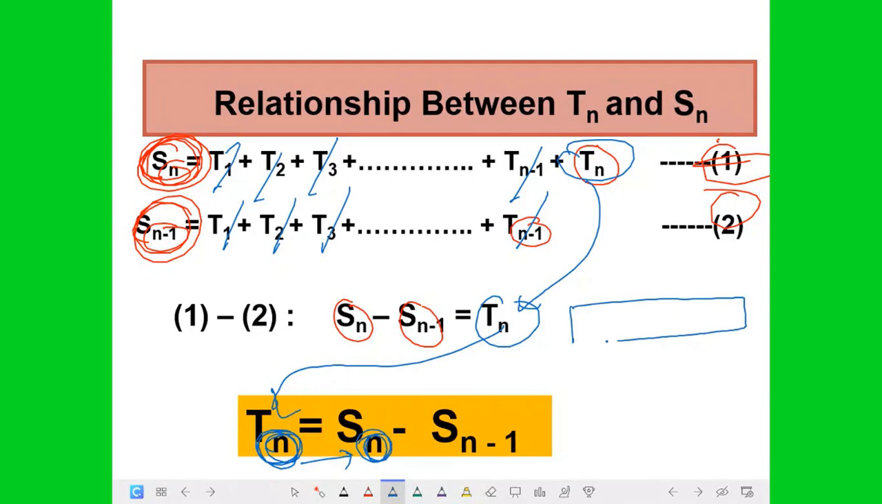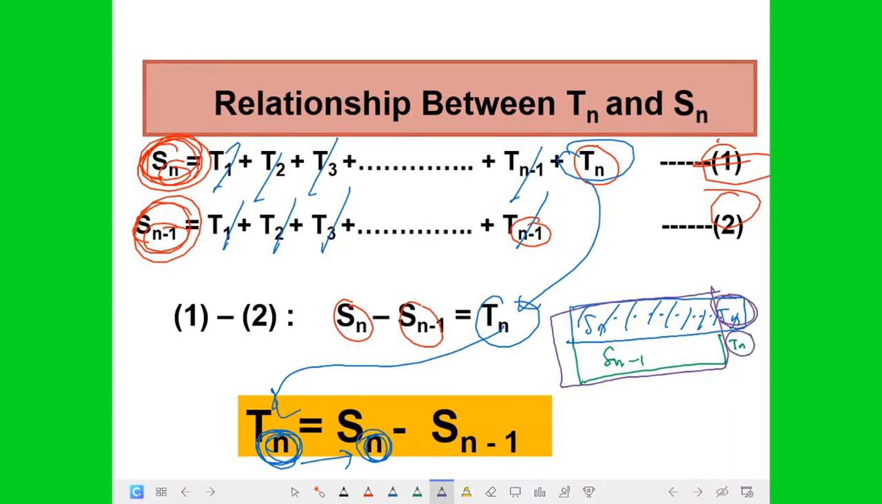Contoh lah kan. Ini sampai Sn semua. T1, T2, T3 sampai Tn kan. Okay. Yang ini kat sini Sn minus 1. Ini Tn lah kan. So kalau nak matikan, nak buang ni, Sn minus Sn minus 1. So jawapan tinggal adalah Tn.